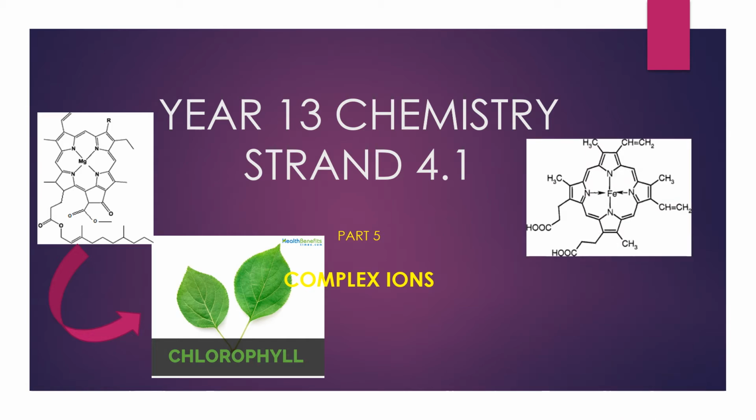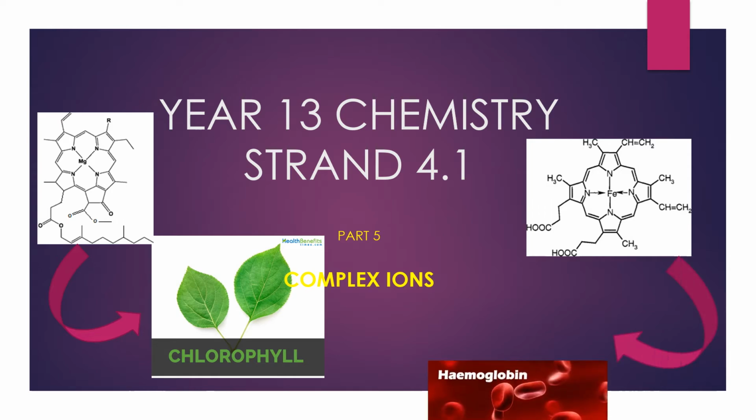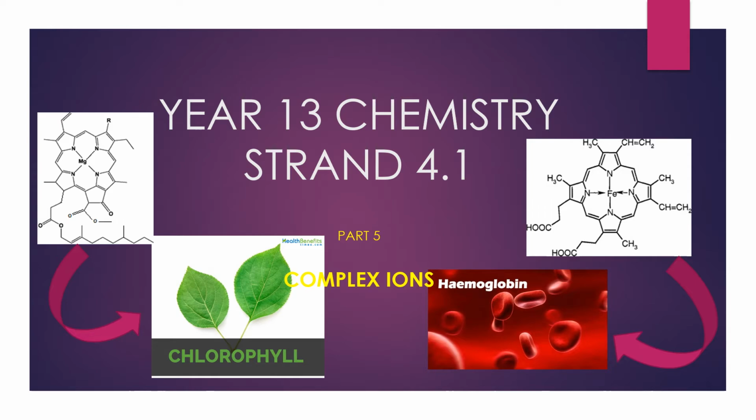Furthermore, the other place where complex ions are found is in our blood, which contains hemoglobin. The function of hemoglobin is to carry oxygen throughout our body. So the hemoglobin binds with the oxygen, and the formula of that involves iron, which is in the center surrounded by a group of molecules.